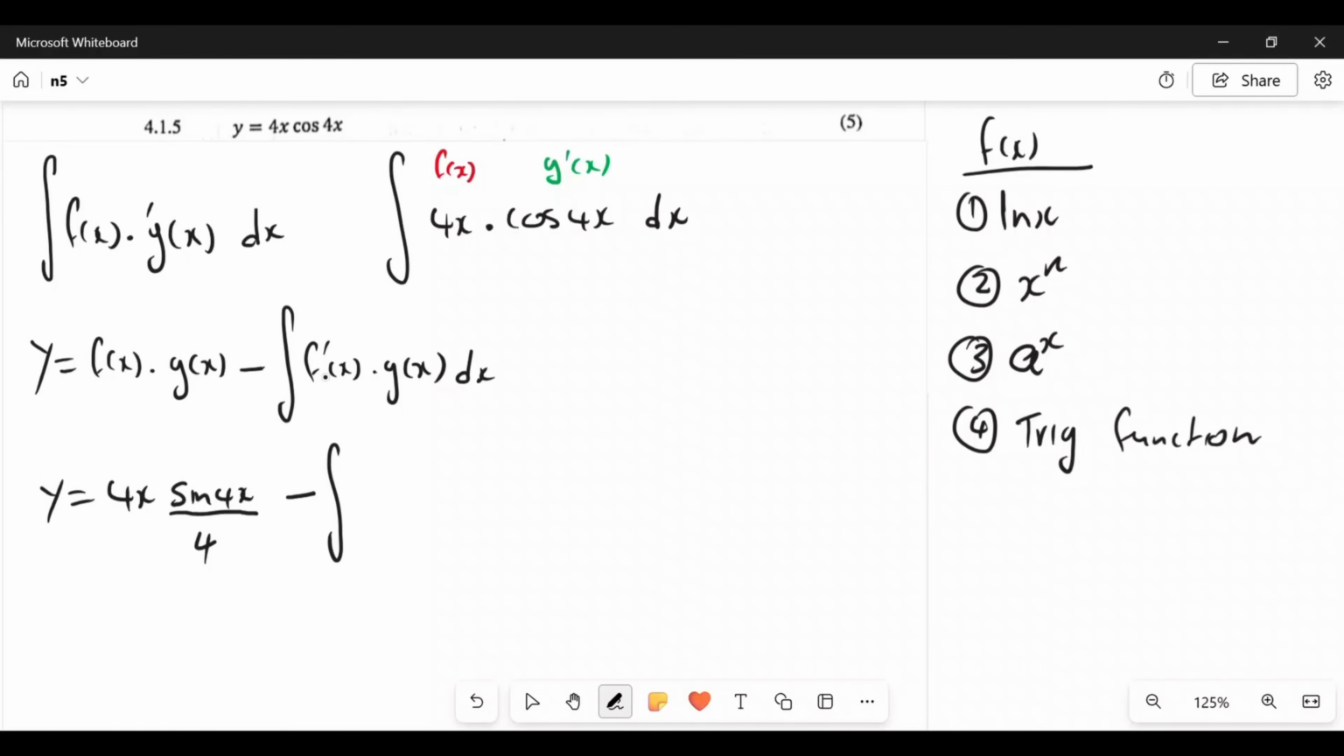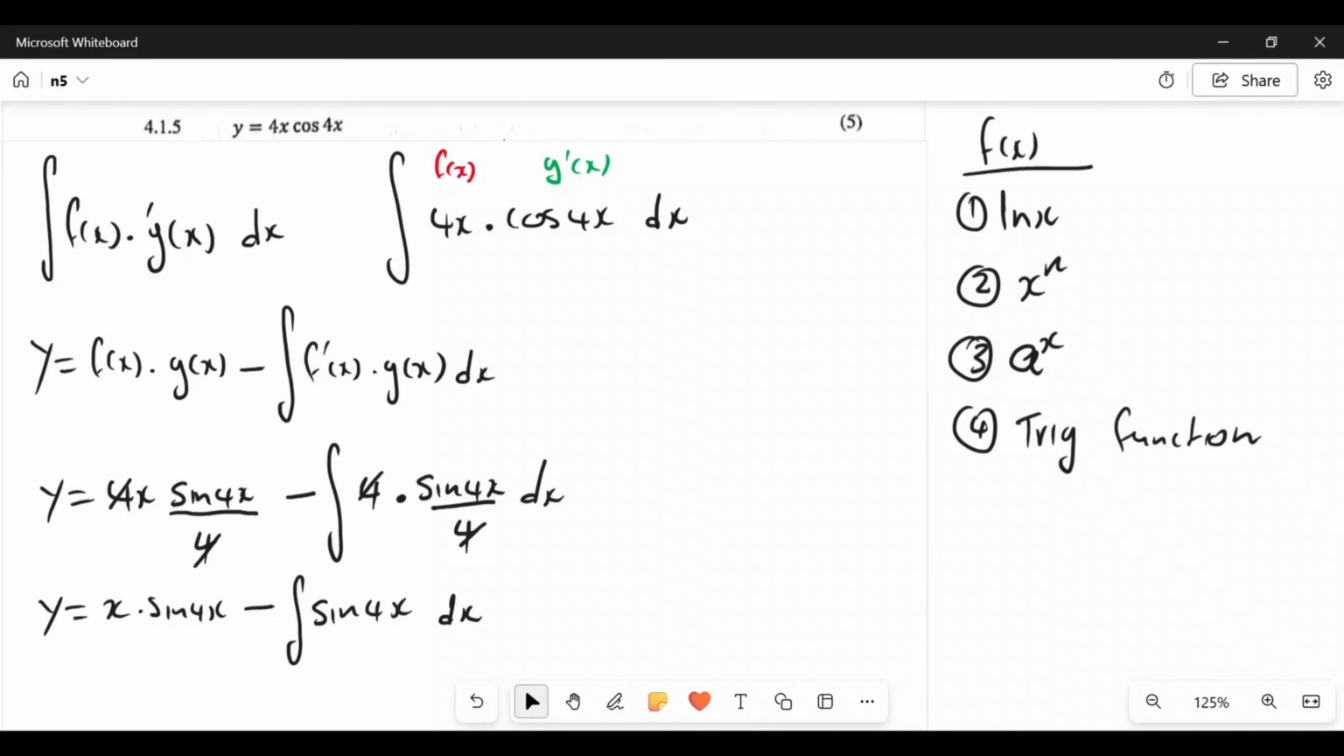Now, what do we have there? We have to derive f of x. So let's derive our f of x there. Our f of x is going to give us 4 when we derive it, multiplied by g of x. Our g of x is sine 4x divided by 4. So it's going to be sine 4x divided by 4 dx. There we go. So we have 4 divided by 4. This here, if you continue, is going to give us x multiplied by sine 4x. There we go. Minus. We have this 4 and that 4, they will divide each other. So we're only left with sigma sine 4x dx.